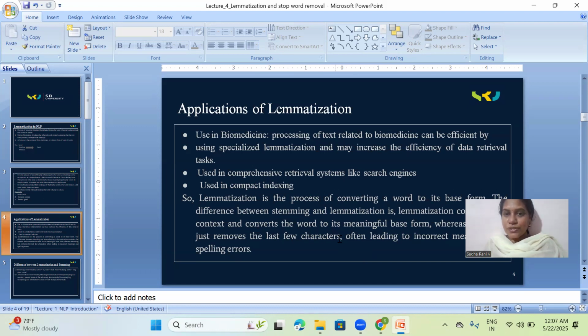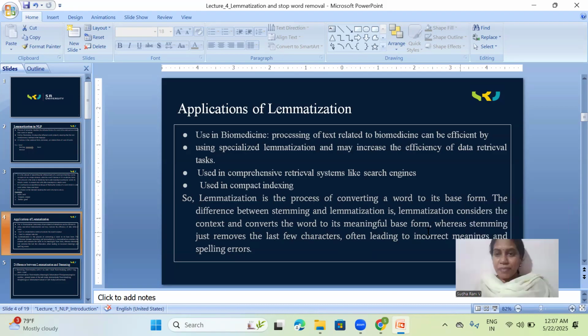So lemmatization is a process of converting a word to its base form. The difference between stemming and lemmatization is that lemmatization considers the context and converts the word to its meaningful base form, whereas stemming just removes the last few characters, often leading to incorrect meaning and spelling errors. I said again and again, stemming's responsibility is only to convert the word to its root word, and in the process, it doesn't check whether the generated root word is meaningful.